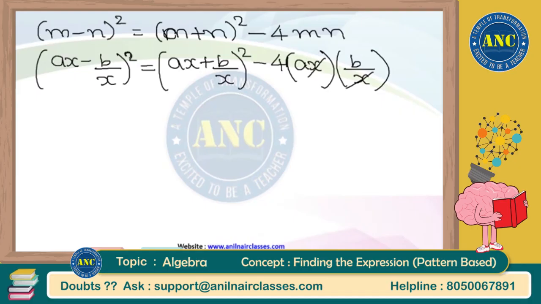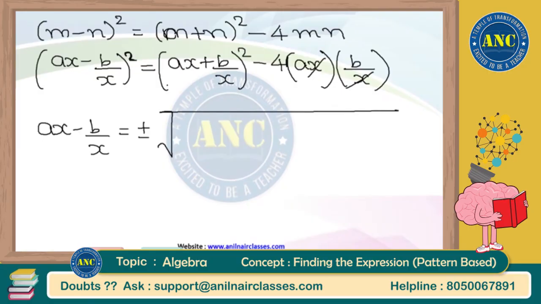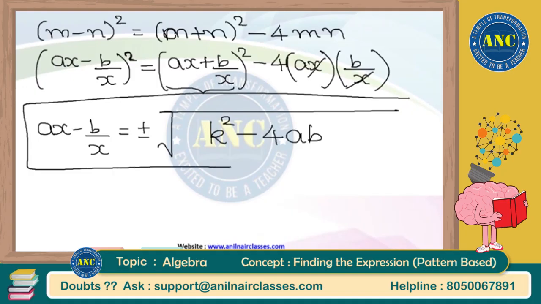But I don't want the square term on the left hand side. So ax minus b by x can be written as, take the square root on both sides, plus or minus square root of (ax plus b by x) whole square minus 4ab. I will call ax plus b by x as k, so it becomes k square minus 4ab. One of the conditions I proved.